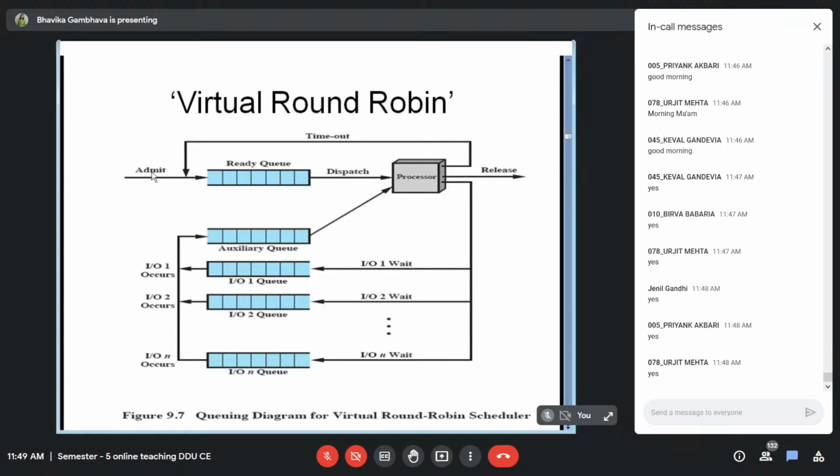When any process is admitted, it will be in the ready queue. Then it will be running. If it is a CPU bound process, then whenever the time slot is over, it will be preempted and put back at the end of the ready queue. If it is an IO bound process, then whenever it is blocked, it will be put in the IO queue. And if it is unblocked, then it will be kept in the auxiliary queue. Now the processor will be giving priority to which one of these 2 queues? Ready queue or auxiliary queue?